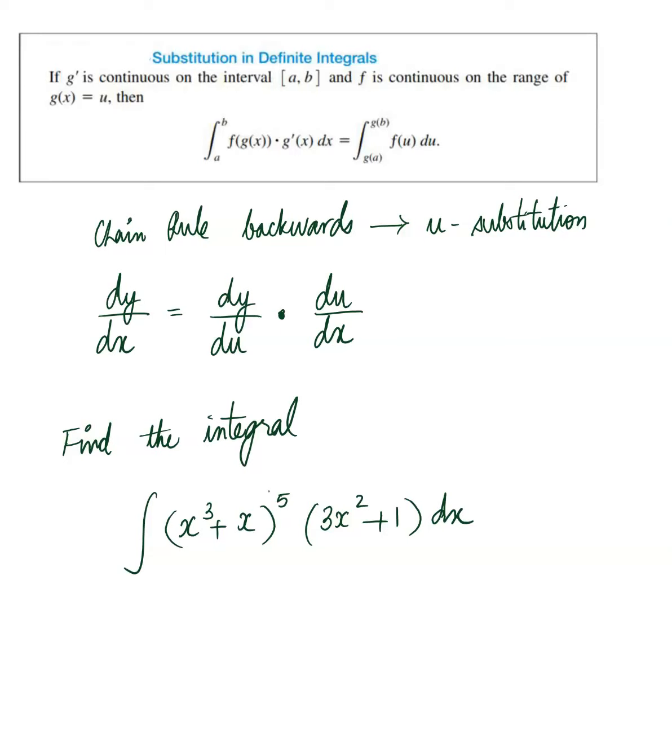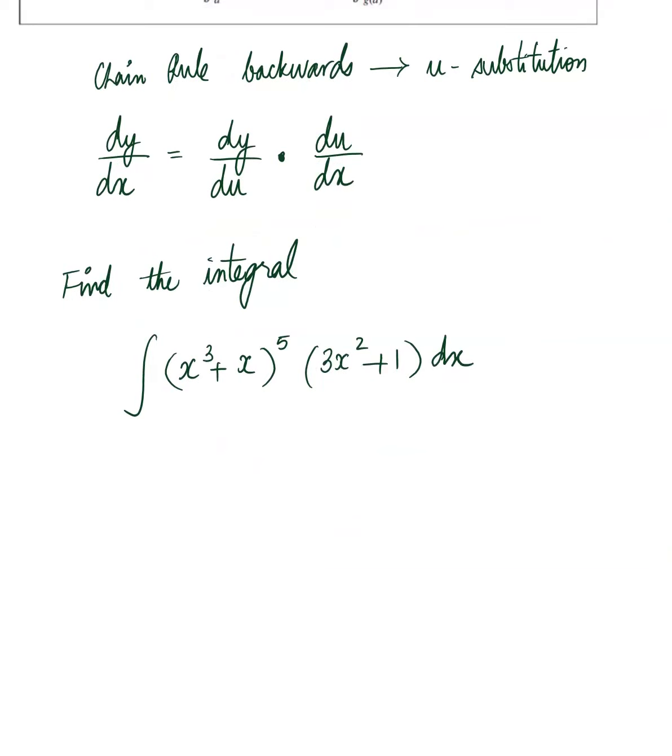So the whole idea is we want to choose u to be one of these factors. We have two of these. So one of these factors should be the u, so that when you do the du over dx, you'll get the other factor. That's the whole idea, so that I could substitute the entire thing in terms of u. So this is trial and error. I'm going to try this, okay, for 3x squared plus 1.